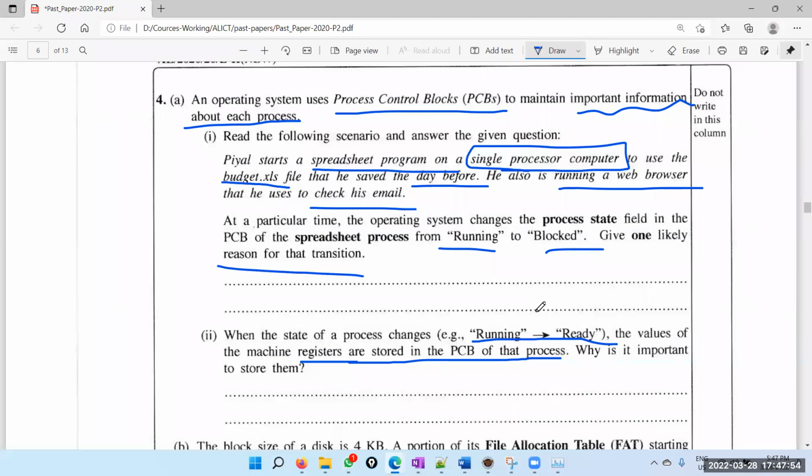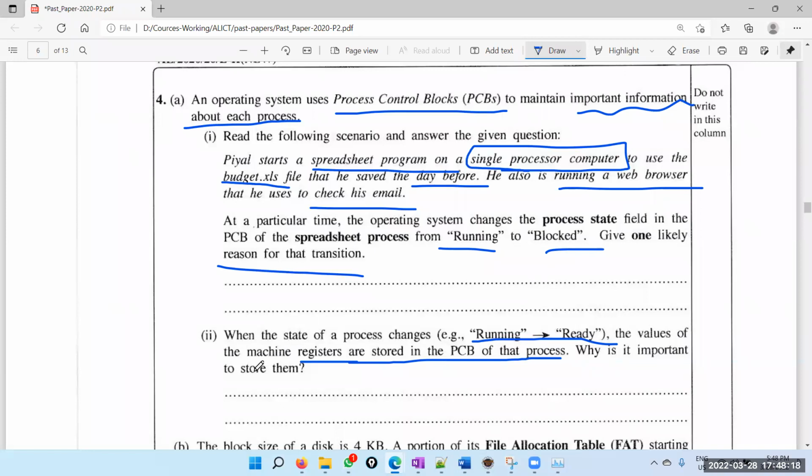Because next time when it is executed, those registry values have to be restored so that it can execute from that point onwards. So try to explain it in a very simple, clear, even short way. Don't unnecessarily explain. Make it simple, clear, short, up to the point.